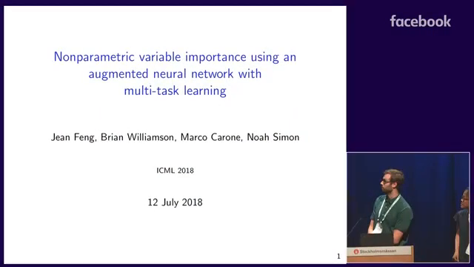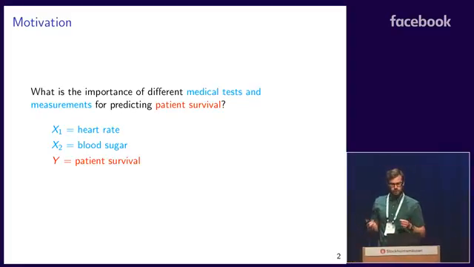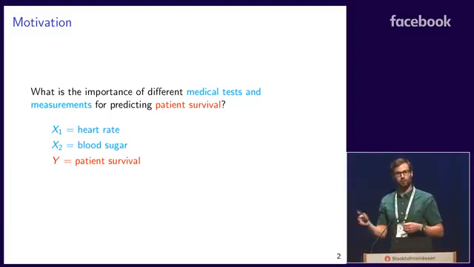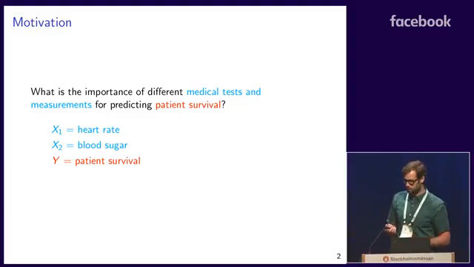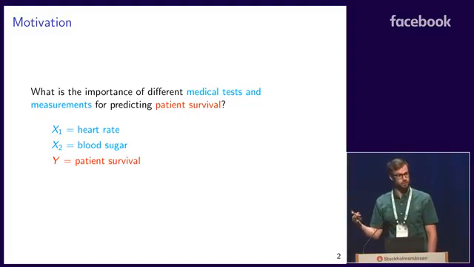So suppose that you're a physician and you're interested in taking medical tests and obtaining measurements in the order of their importance in predicting a patient outcome. For example, and we'll continue this running example throughout, you could be interested in measuring both heart rate and blood sugar, and how those things affect patient survival.